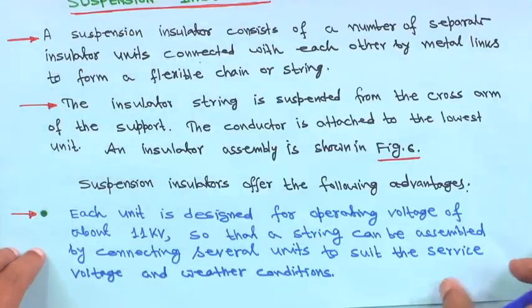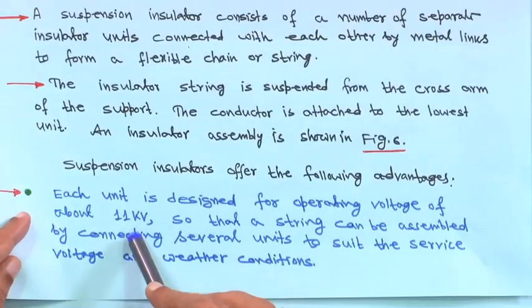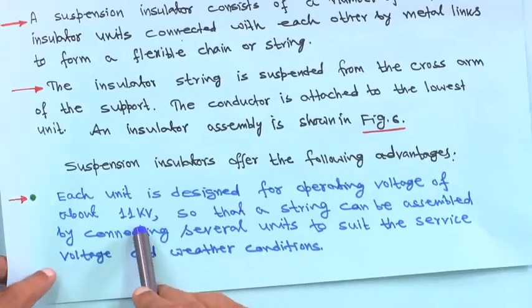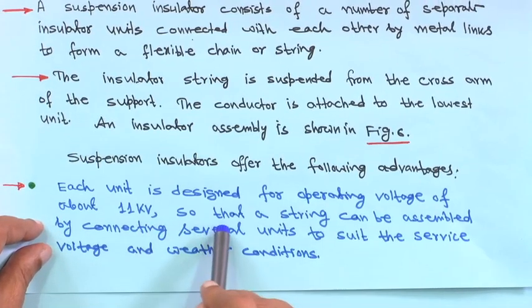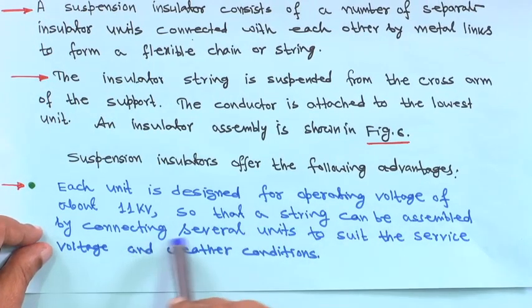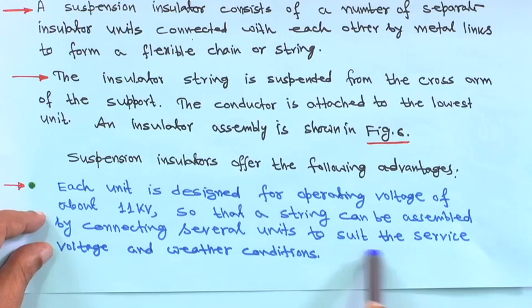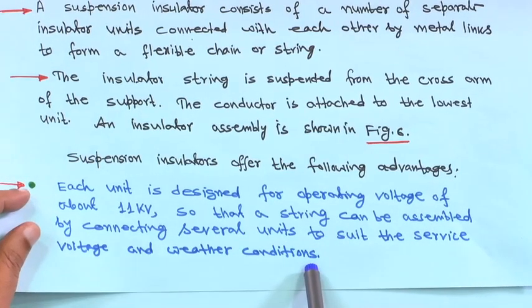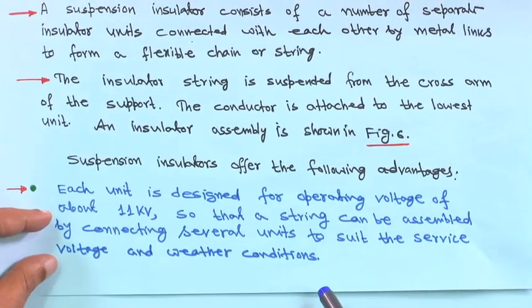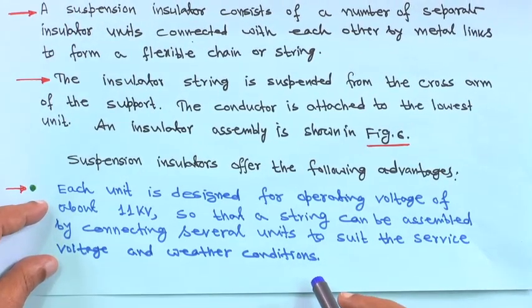Each unit is designed for an operating voltage of about 11 kV. I told you, this is a thumb rule. So a string can be assembled by connecting several units to suit the service voltage and weather condition. For example, for a 220 kV line, roughly 22 pieces will form one string. That means it will be very heavy.